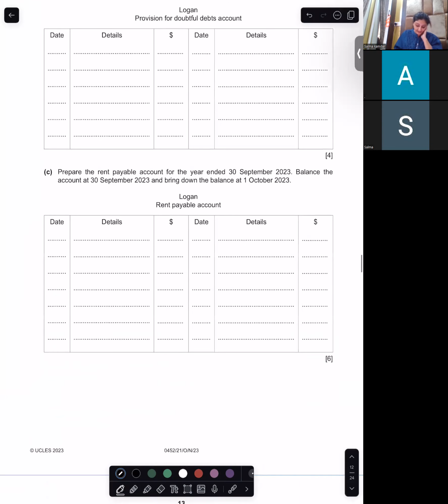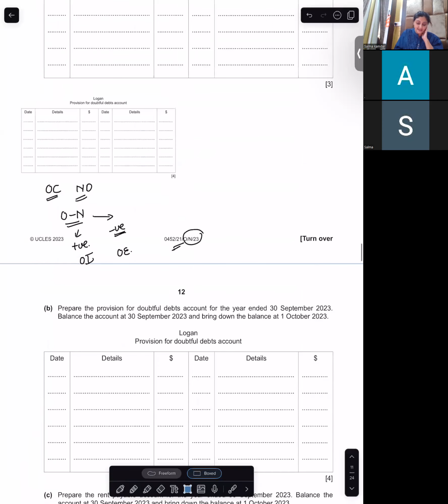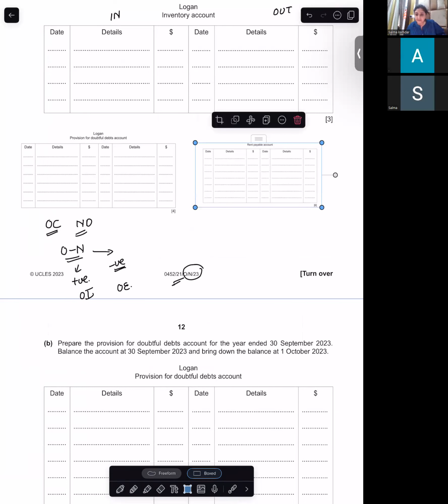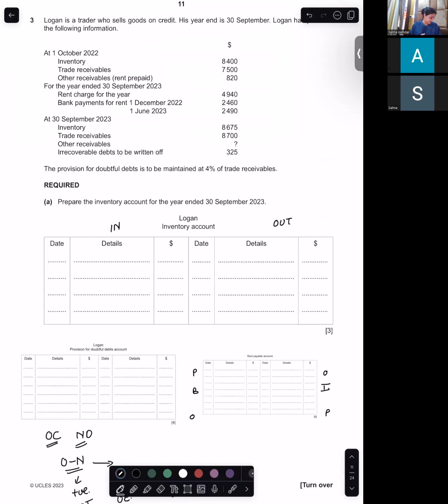Then we have a rent payable account. Now, since it is a payable account, that means it is an expense account. Expense account means it is the format of POPO B, that means P, O, P, O, B, and I. Are you with me? Okay, fine. So let's go ahead.